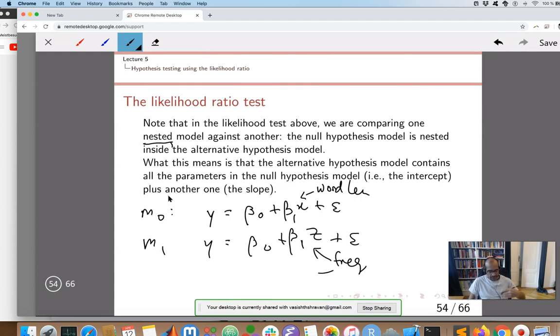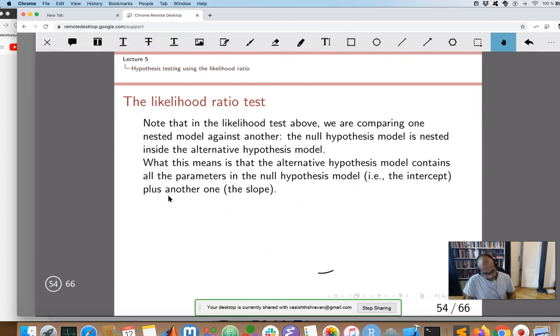Okay, whenever we do our hypothesis tests, we will be doing these kinds of nested model comparisons with a parameter present or absent. Okay, that's how we will do the tests always.